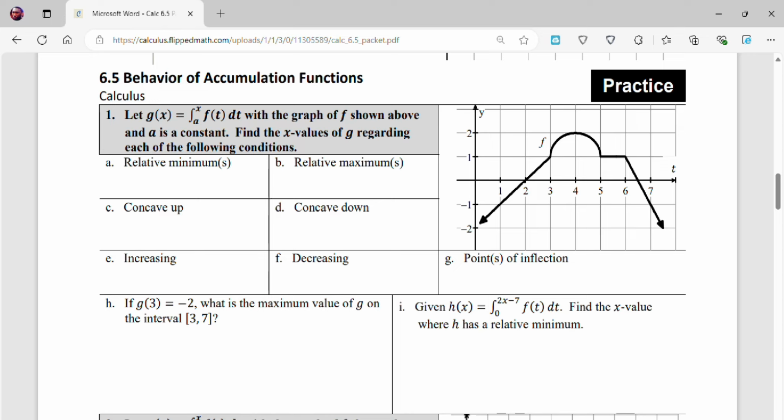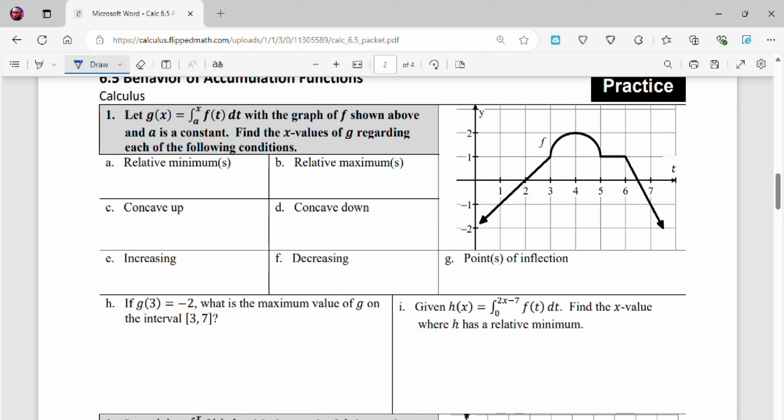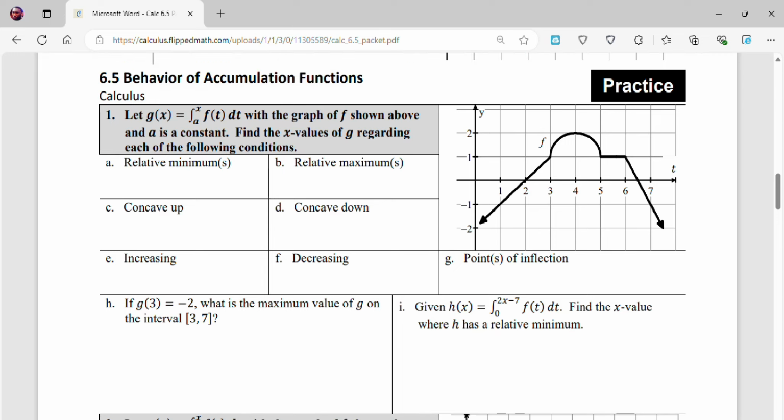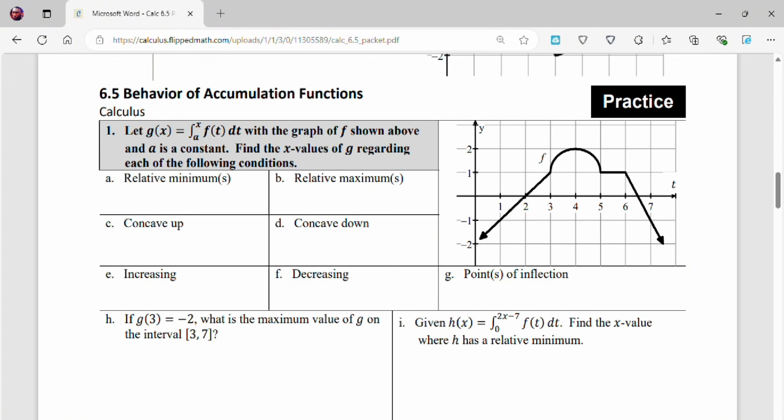All right, so relative minimum. Well, how to find a relative minimum? We find critical points, and then when the critical point changes from negative to positive. How do we find a critical point? First derivative equal to 0. So let's do that up here. So g prime of x, derivative and integral cancel, so we're left with f of x.